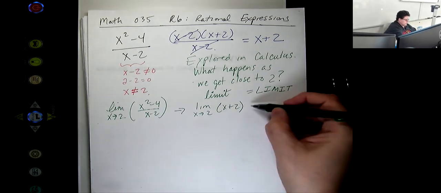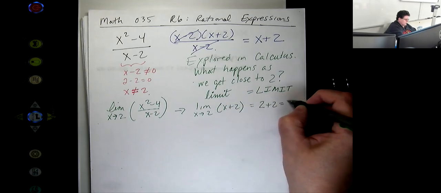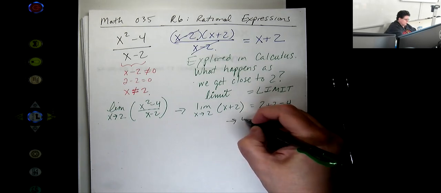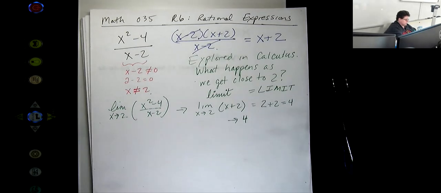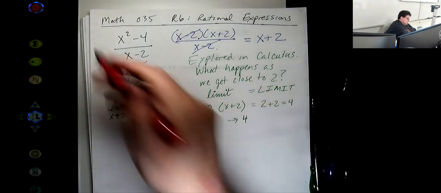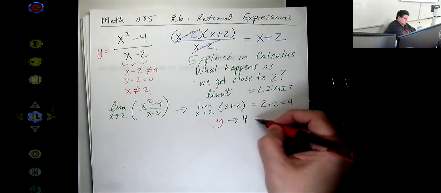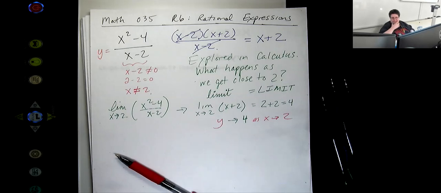And when there's no problems, you just plug in the value. Plug in 2, 2 plus 2 equals 4. So this is approaching 4 in value. If I said y equals this, then y approaches 4 as x approaches 2. And I'll show you that. I'll give you a second to finish writing this down. I loaded it up on Desmos just to show you.